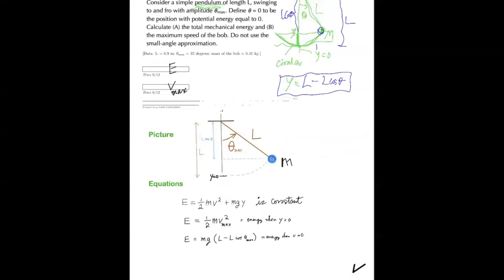If I look at this little right triangle here, this is the side of the triangle adjacent to the angle. L is the hypotenuse. So this length is L cosine theta. This entire length is L. So this length is L minus L cosine theta. That's this equation. And so here's the picture, and now I write the equations.